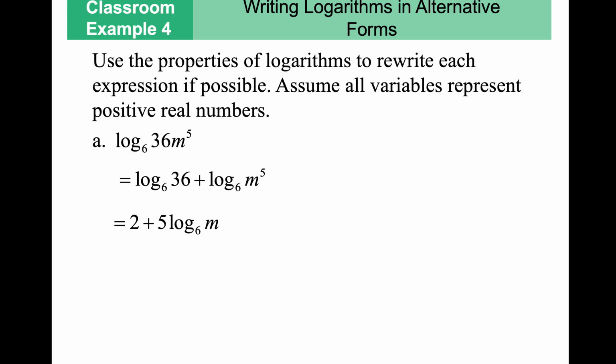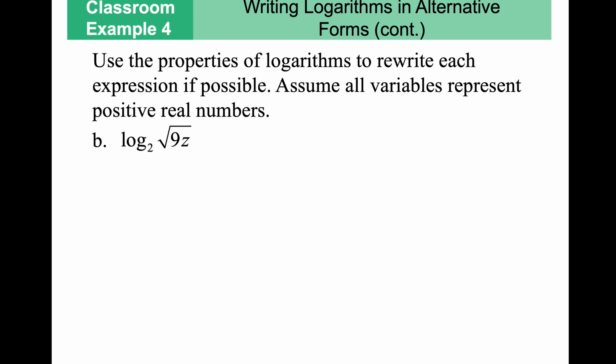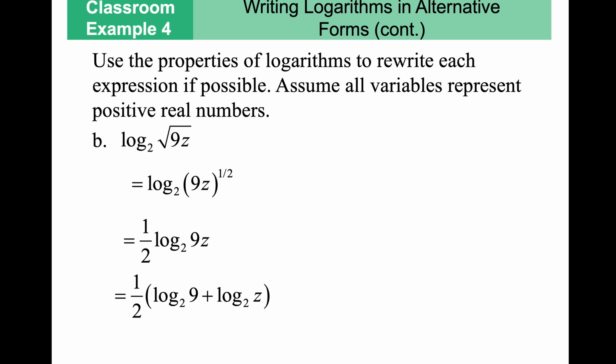Then I'm bringing the 5 to the front. In this case, I can write this as 9 to the 1/2 times z to the 1/2, which means I can expand that out by addition first, or I can bring the 1/2 to the front and then do the addition. The order of operations here isn't going to matter because you're going to get to the same place as long as you're carefully distributing values.